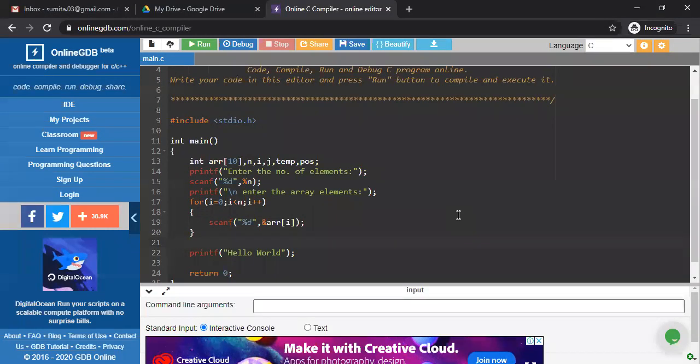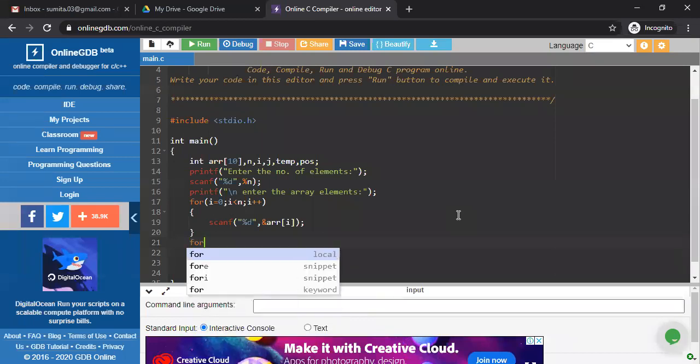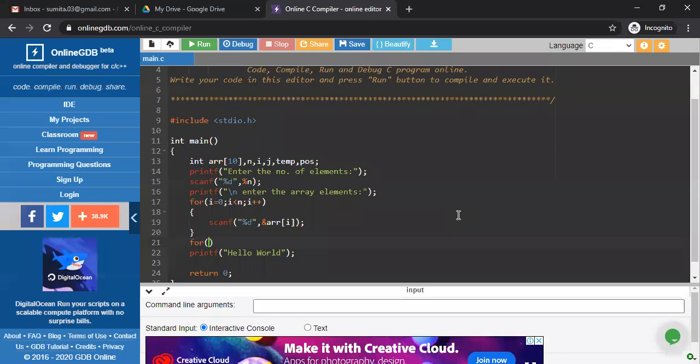Now we take the first value. According to our logic, we take the first value and we find out the smallest element of the remaining part of my array. This is my first aim. For that, we have to execute an inner and outer loop. We know that our outer loop is executed for n minus 1 number of times. So i equals 0, i less than n minus 1, and i plus plus.